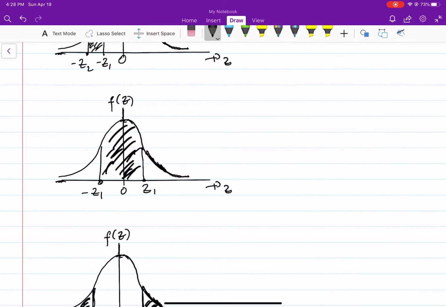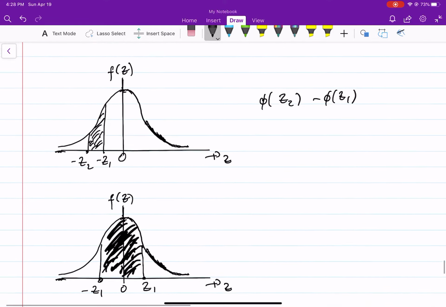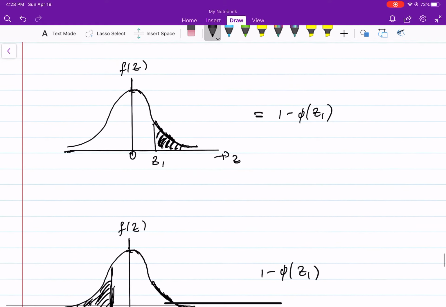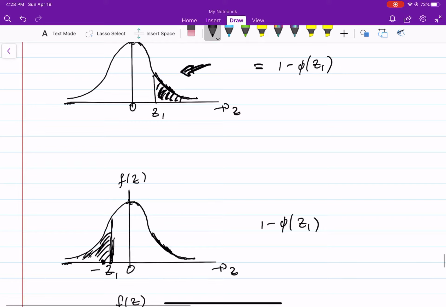Next, I want the area symmetrically trapped between minus Z1 and positive Z1. There are a couple of different ways to do this. This is the way I'm going to do it. Think about it logically. I need the area in the middle, this shaded portion. That means it's the total area of 1 minus the two unshaded portions. The two unshaded portions are equal in value. Let's look at the unshaded portion to the right of Z1. That was written as 1 minus phi of Z1.